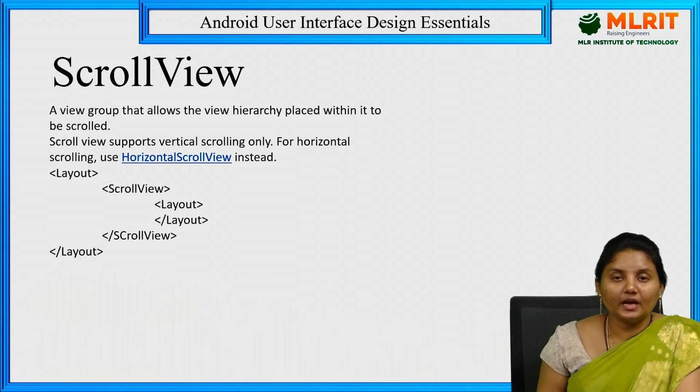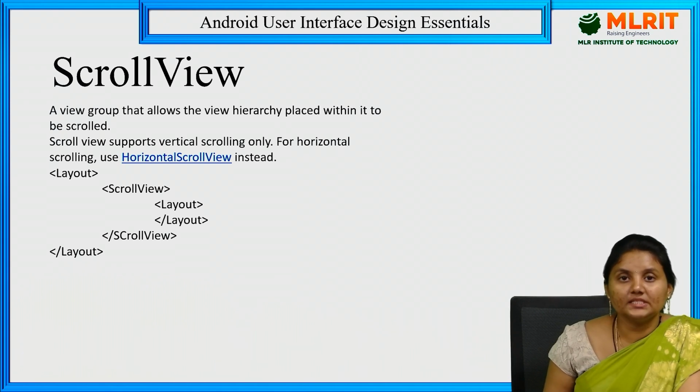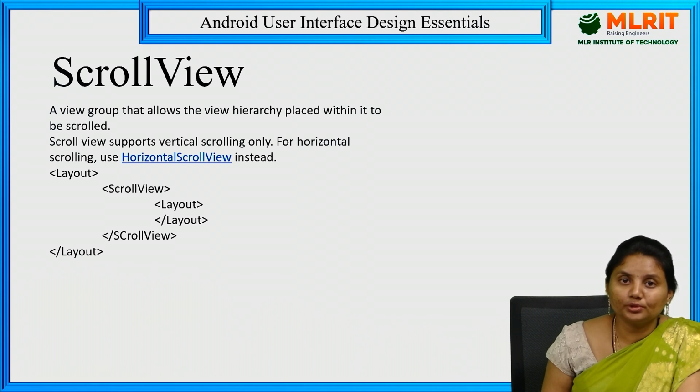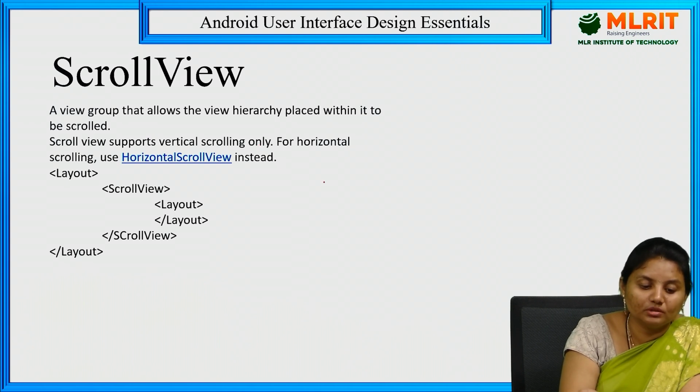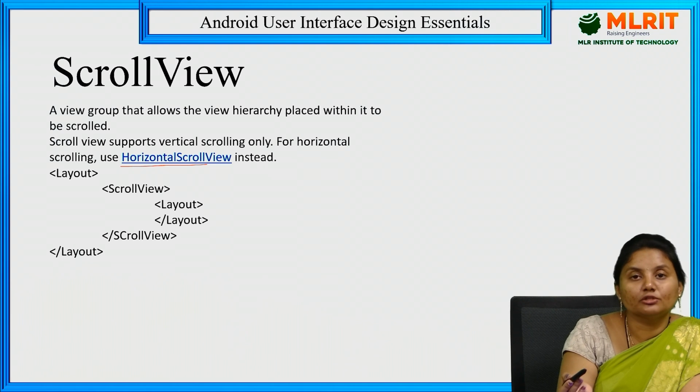Moving further, we have different components like scroll view and list view. Scroll view helps you to scroll the page when you have a larger amount of text in your page. It is a view group that allows the view hierarchy placed within to be scrolled. Scroll view supports vertical scrolling only. You don't have horizontal scrolling. So, for horizontal scrolling, again you have to use horizontal scroll view.